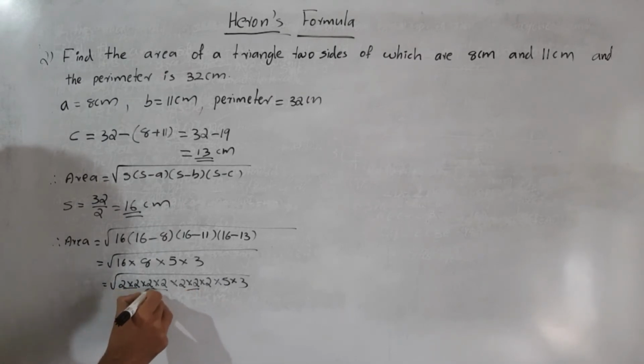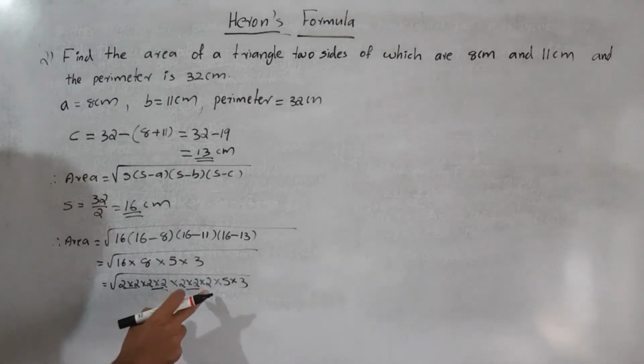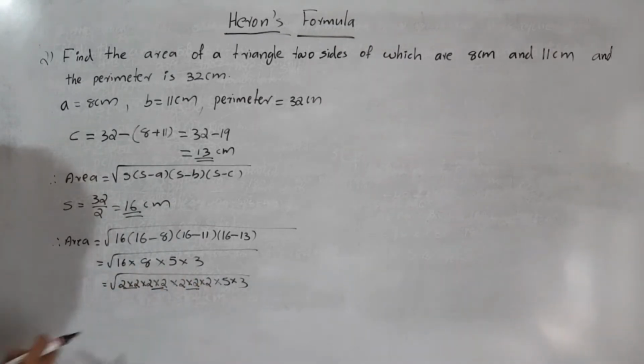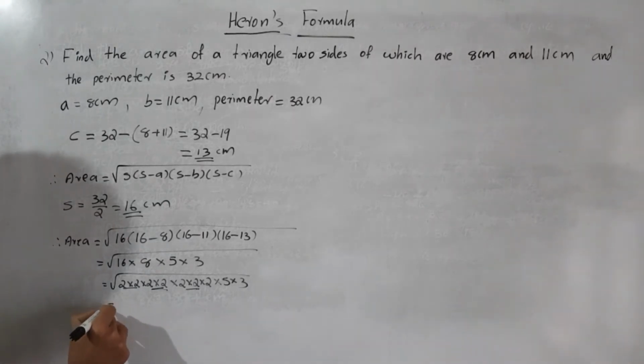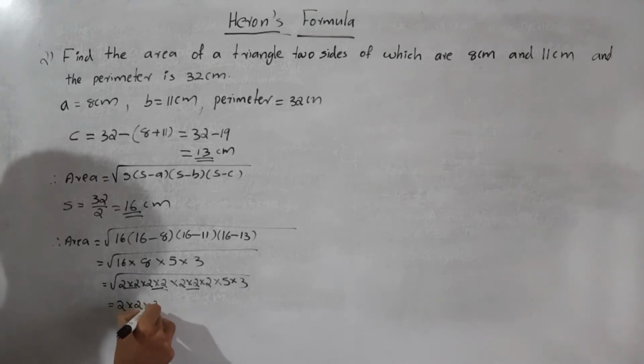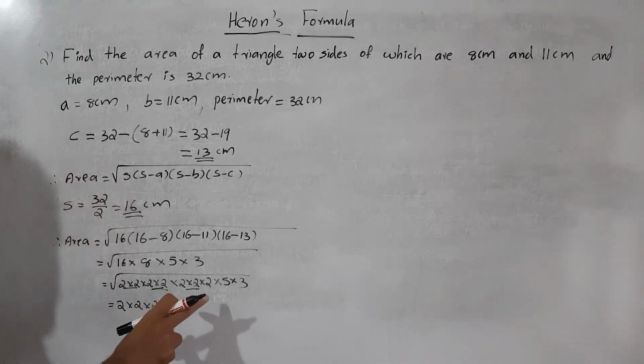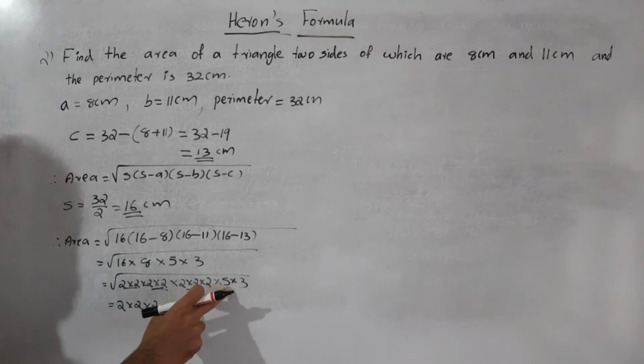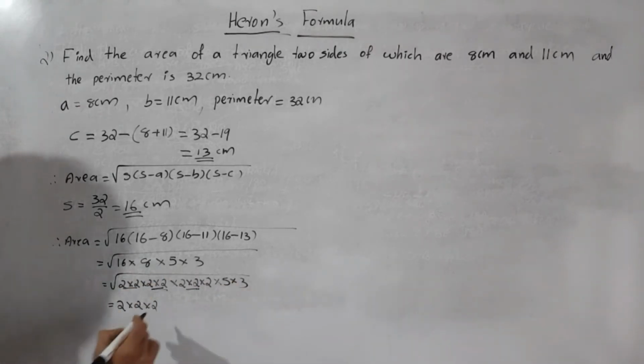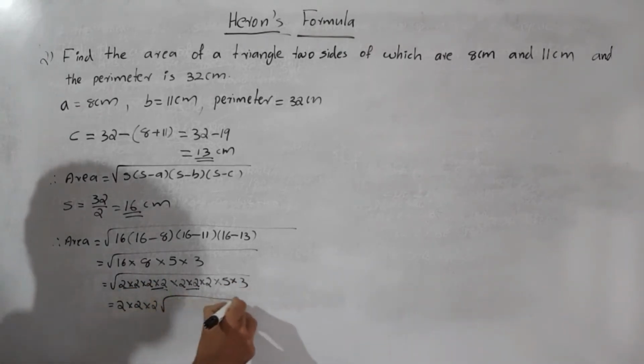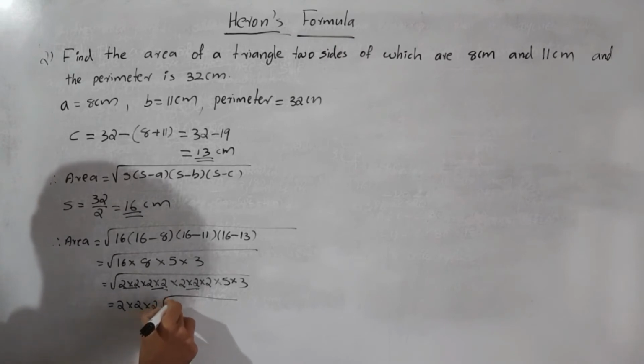Then if we make, it is possible to make 3 groups because there is no pair for the remaining 2. Then each pair, how many do we take out? We take 3 2s will come out. Then 2 into 2 into 2. Then there is no pair for 1 2 and 5 and 3. That remains inside the root. So we know that is 2 into 5 into 3.